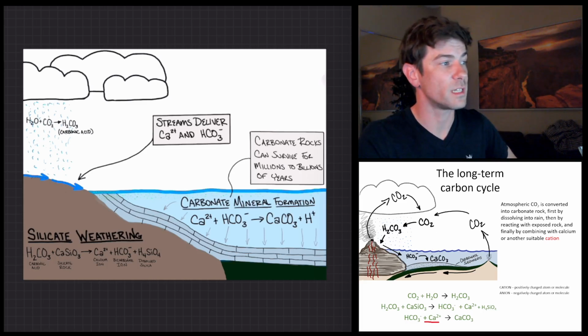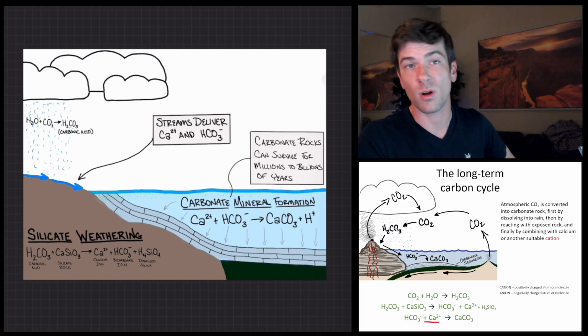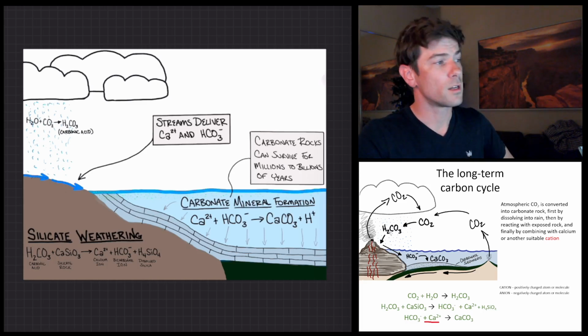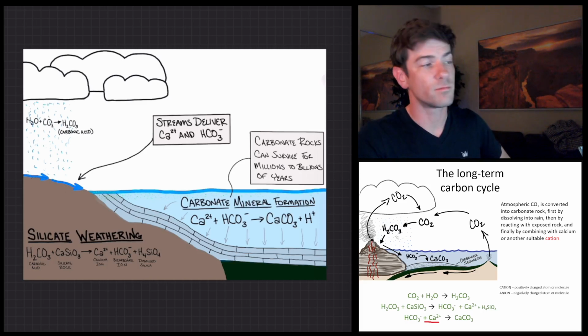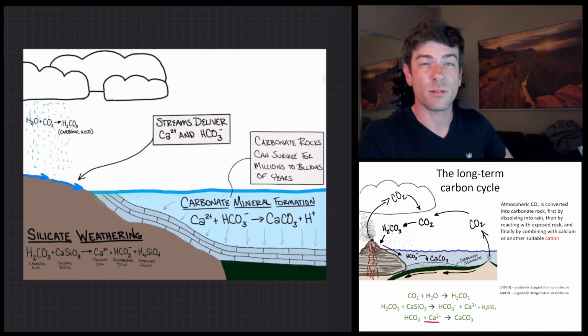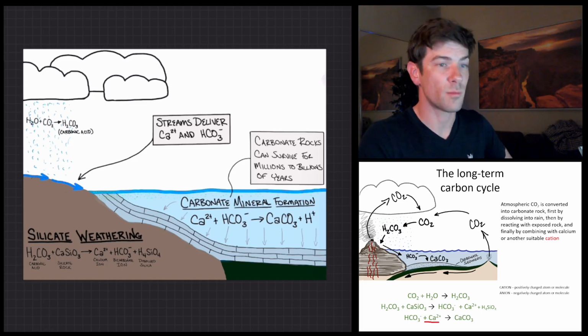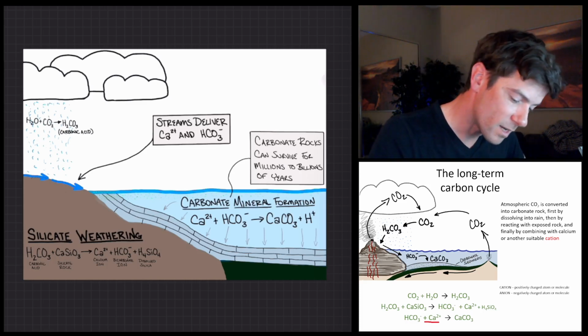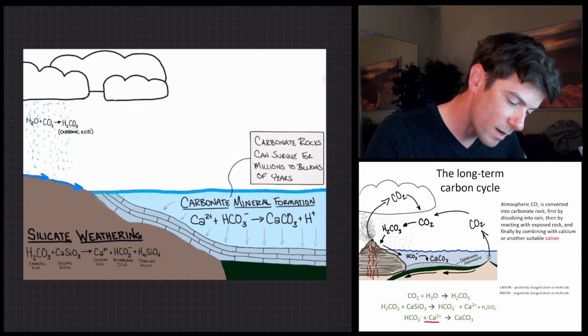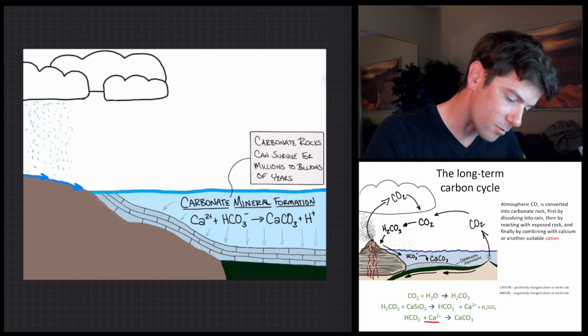Carbon dioxide is being released from volcanoes. It's being absorbed or solvated by water, falling rain in the atmosphere, turned into carbonic acid, where it reacts with rocks, forming bicarbonate, which turns into calcium carbonate. Okay, that is the long-term carbon cycle. Right. We also have a short-term carbon cycle here, right?